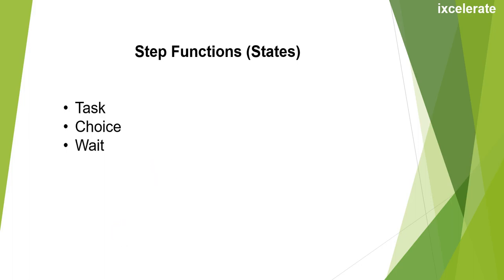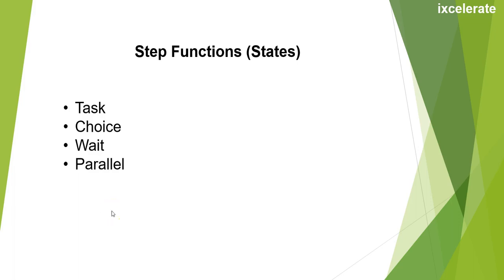Wait state is essentially a delay timer. So if you want your workflow to wait for, let's say, n number of seconds before it executes the next task, you would just introduce a wait state inside your state machine or the workflow. You can tell the wait state to wait for 10 seconds or 15 seconds, and it'll keep waiting until that time has lapsed.